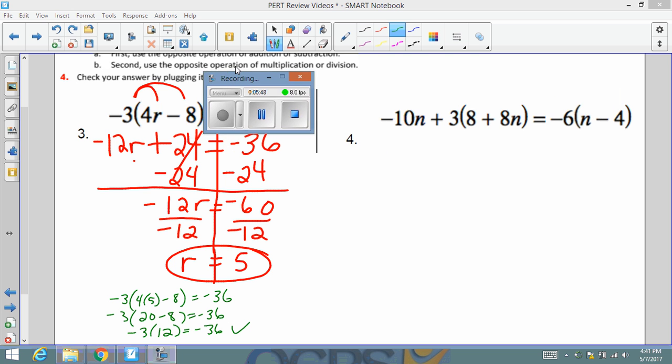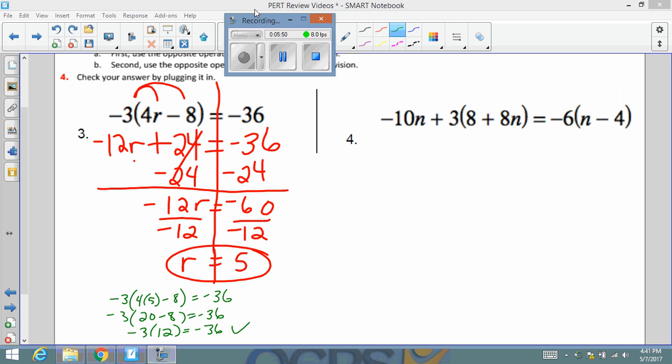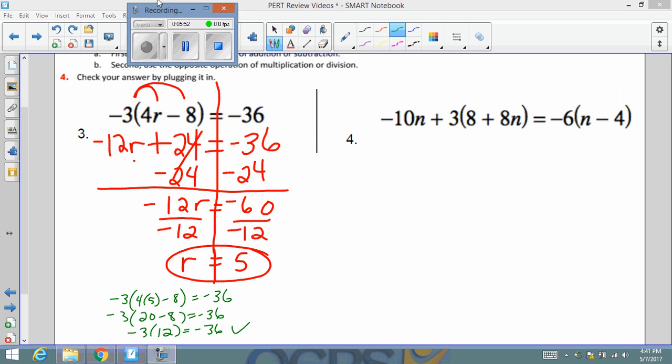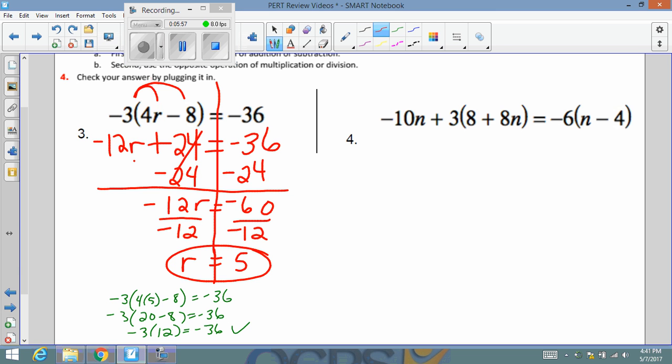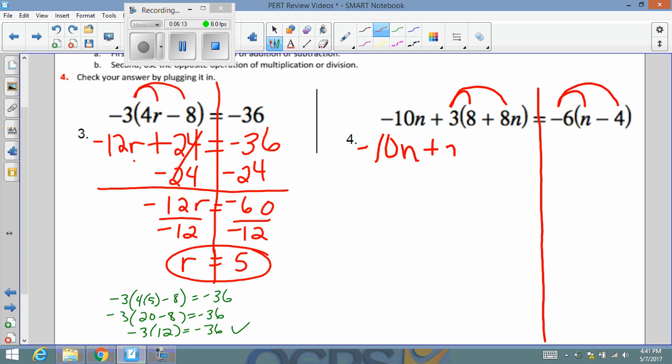Okay, number 4. So in number 4, I have the distributing to do, and then it looks like I'm also going to have some like terms to combine. I'm going to start with the distributing because distributing is multiplication and that comes before addition or subtraction. So I have distributing that needs to happen on both sides. So I'm going to get negative 10n plus 3 times 8 is 24 plus 3 times 8n is 24n.